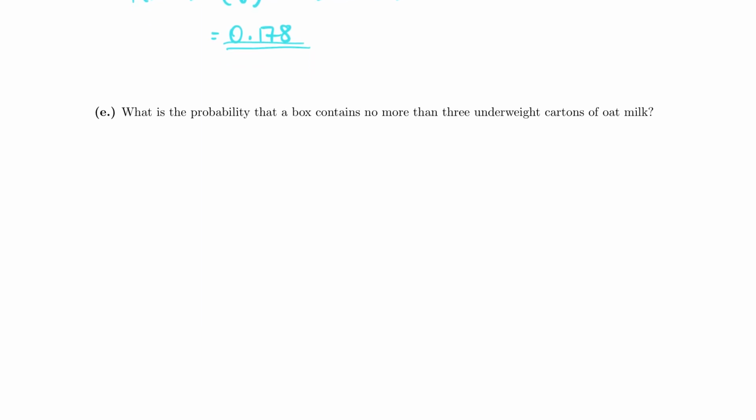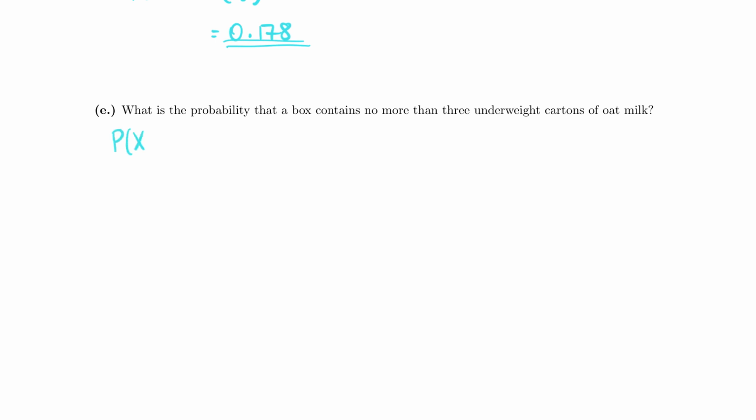And then part E, our last part, asks, what is the probability that a box contains no more than 3 underweight cartons of oat milk? So here's what we have to consider. Is it easier to do the 0 to 3 or to do its complement? I hope you said that it's easier to do the 0 to 3, because the complement will be 4, 5, 6, 7, 8, 9, 10, 11, 12, 13, 14, 15, 16, 17, 18, 19, and 20. That's a lot of calculating and a lot of adding up. So if we stick to the probability of 0, 1, 2, or 3 successes, then we are going to have a much easier time.